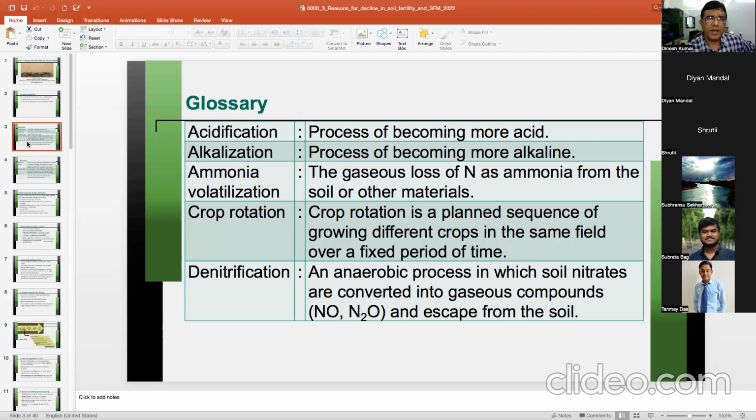Acidification of soil is also a soil fertility decline. Similarly, alkalization. Acidification is the process of becoming more acidic. Similarly, if it is becoming more alkaline, then it is alkalization. Ammonia volatilization is the gaseous loss of nitrogen in the form of ammonia. Crop rotation is the sequence of growing different crops in the same field over a fixed period of time. Denitrification is an anaerobic process in which soil nitrates are converted into gaseous compounds, that is nitrogen oxides or nitrous oxide, and maybe this gaseous form, N2.